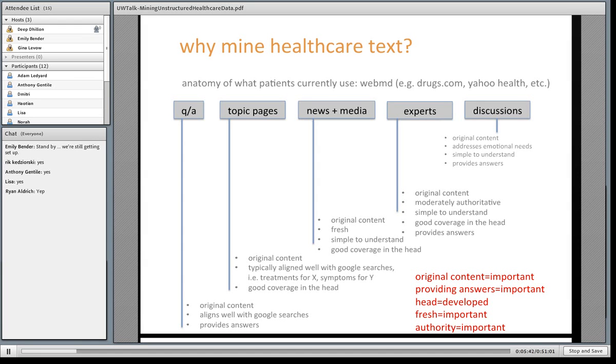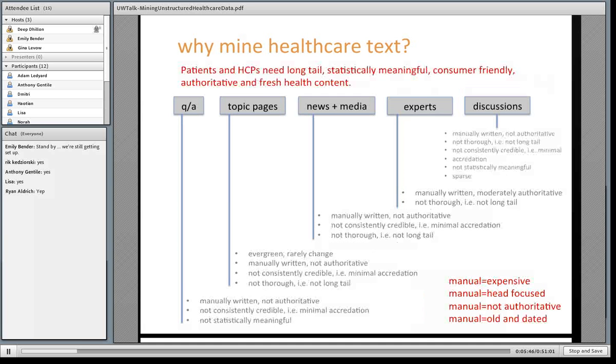And then, of course, they have discussions, which help address some of the emotional needs and have a lot of the other characteristics of these other building blocks. And what's the problem here?